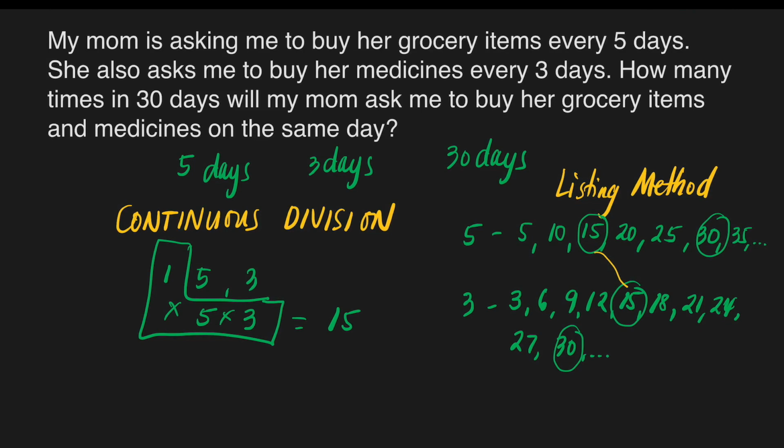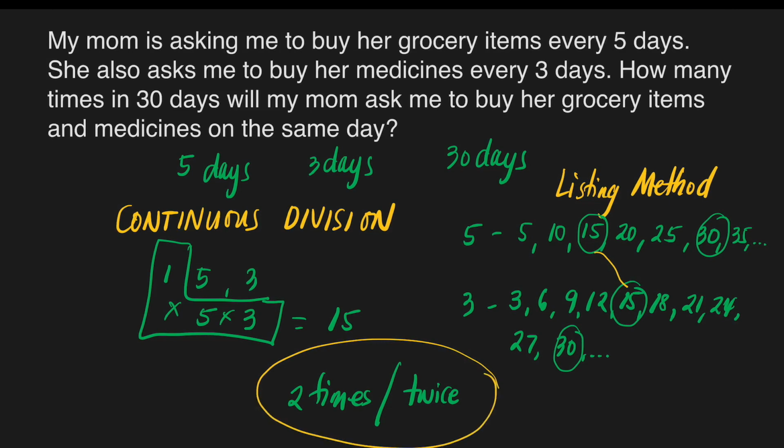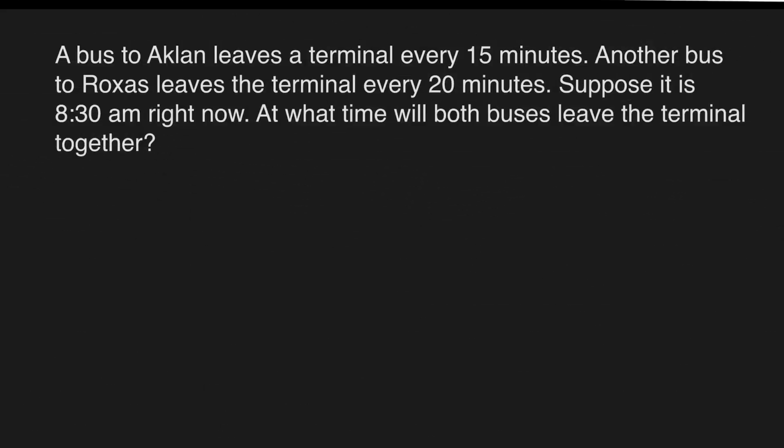So every 15 days. In 30 days, how many 15 days are there? There are two 15 days, which means my mom will ask me twice to buy both her grocery items and medicine. So our answer is 2 times in 30 days, or twice in 30 days. That's the final answer.